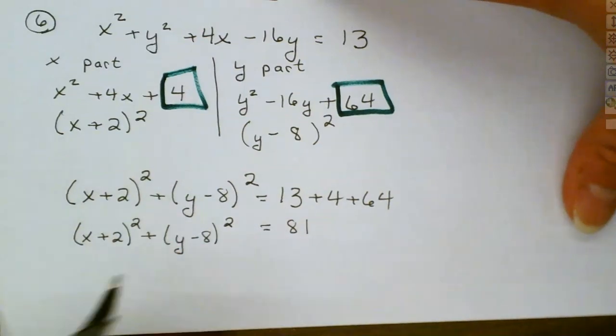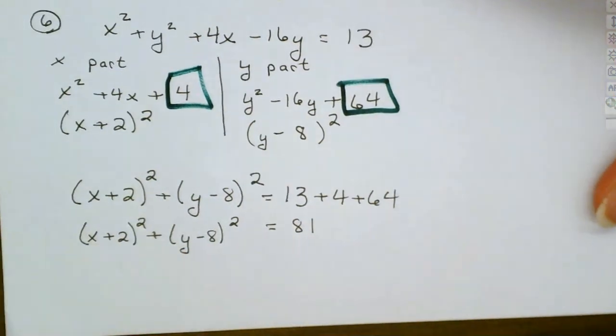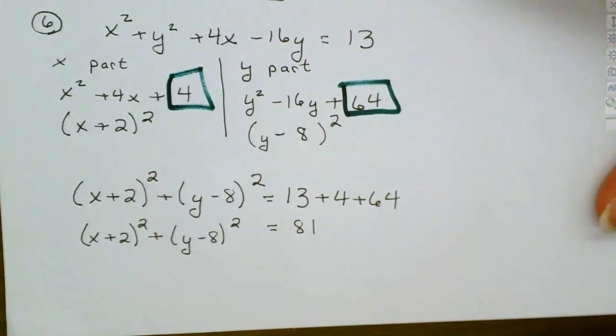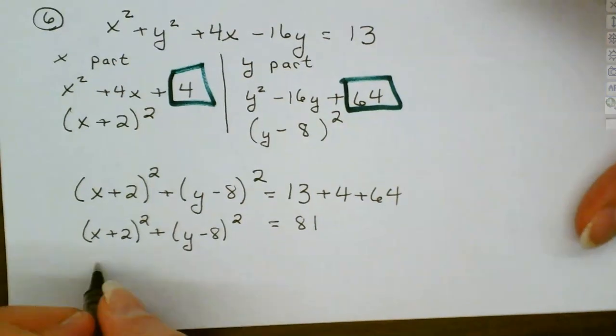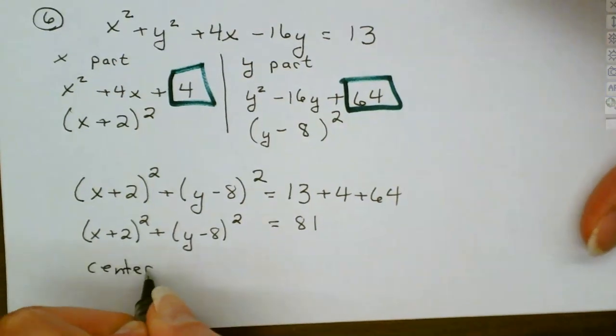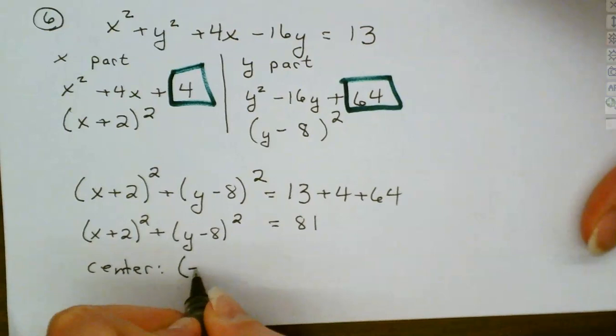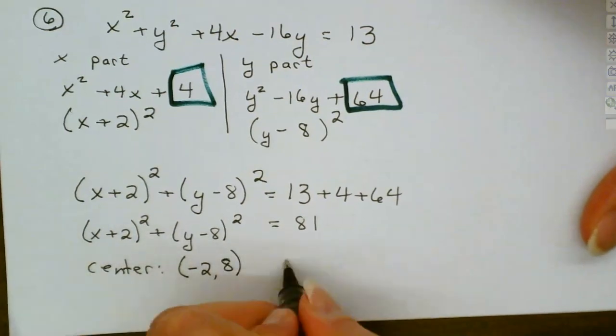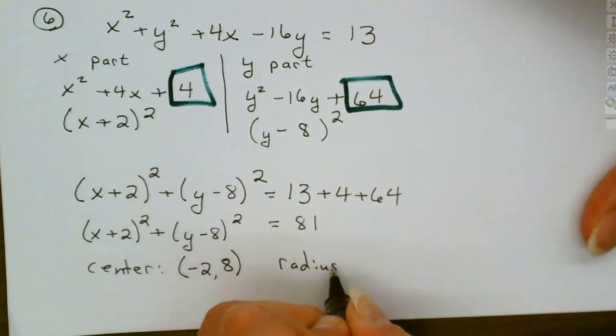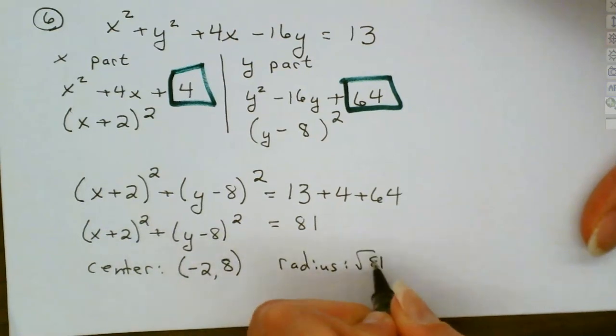And this is a circle. Now, how do I know that this is a circle? Let's review that. I know this is a circle because this 81 is positive, right? Okay. So, what would the center be? We switch our signs. Minus 2, positive 8. And your radius, okay, square root of 81, which is then 9.